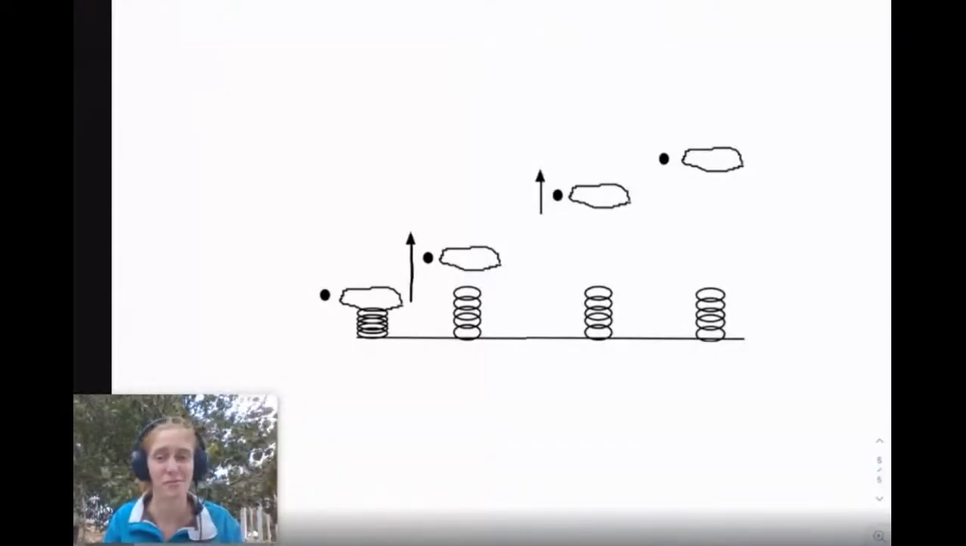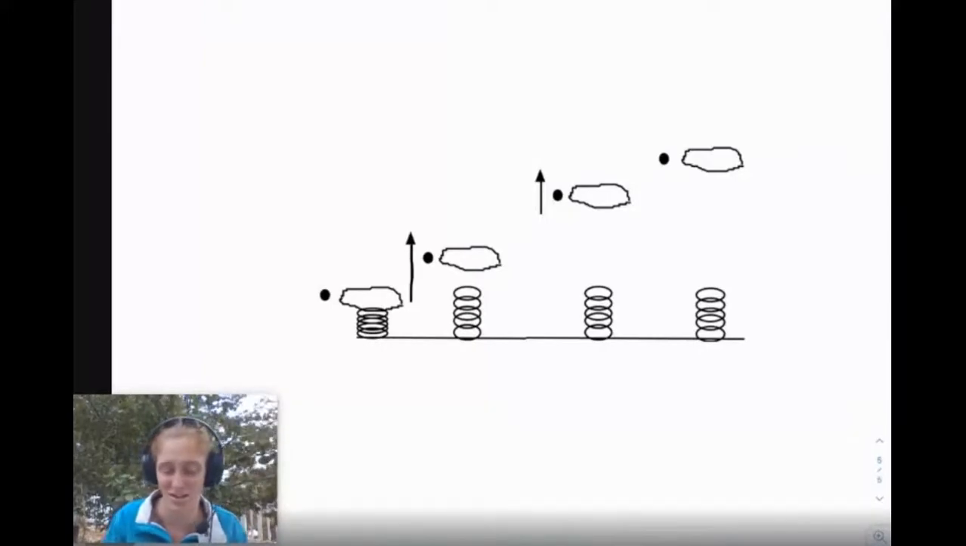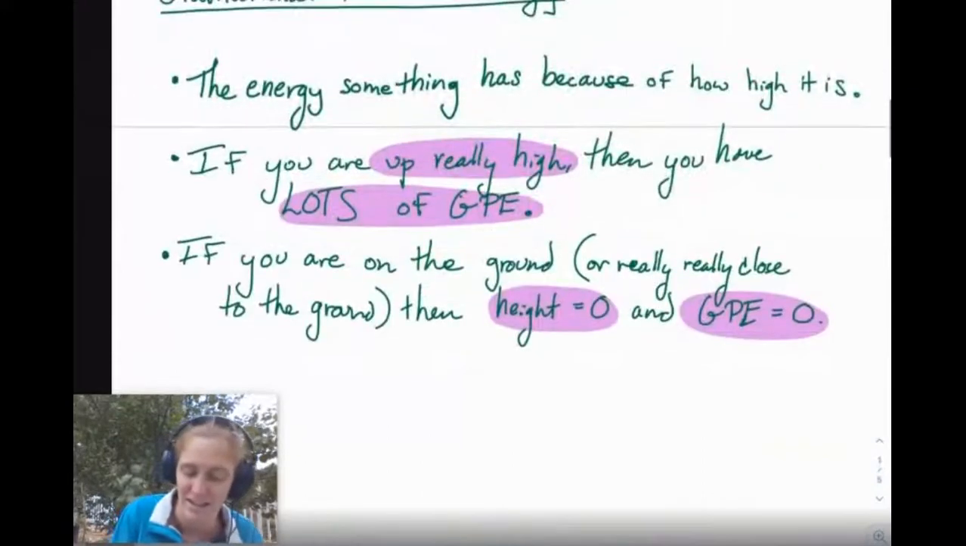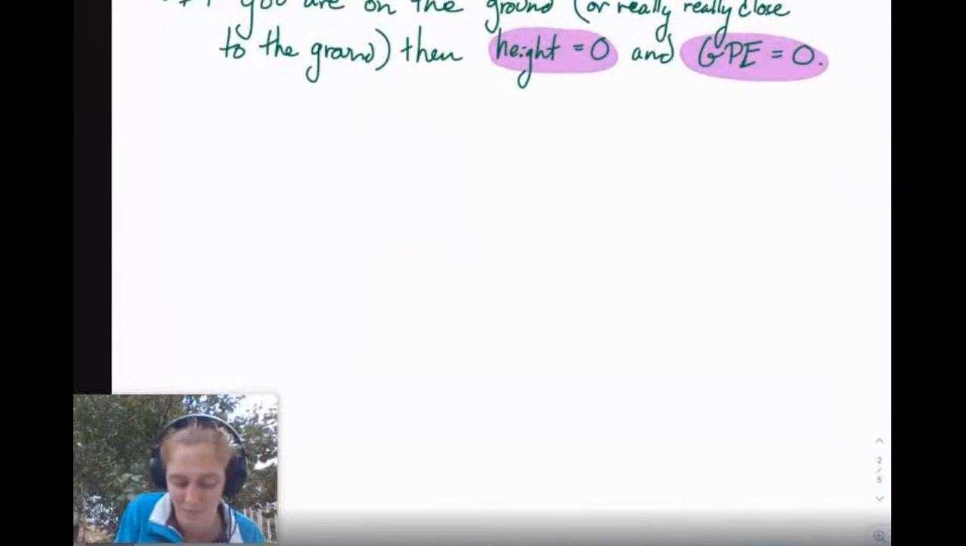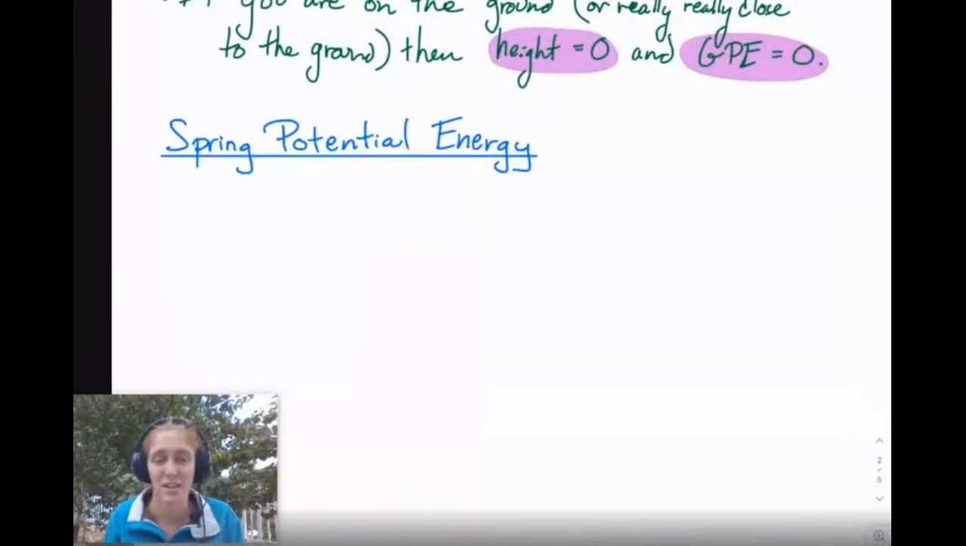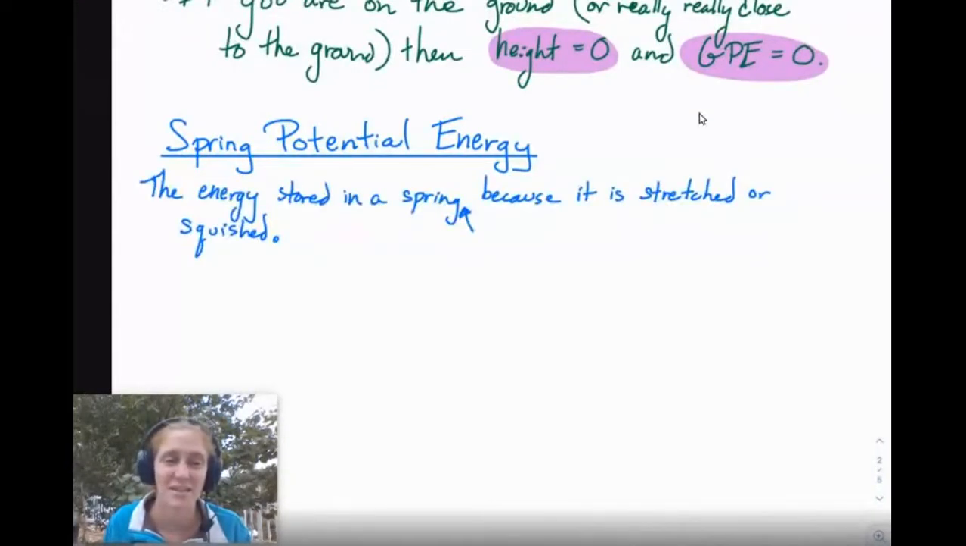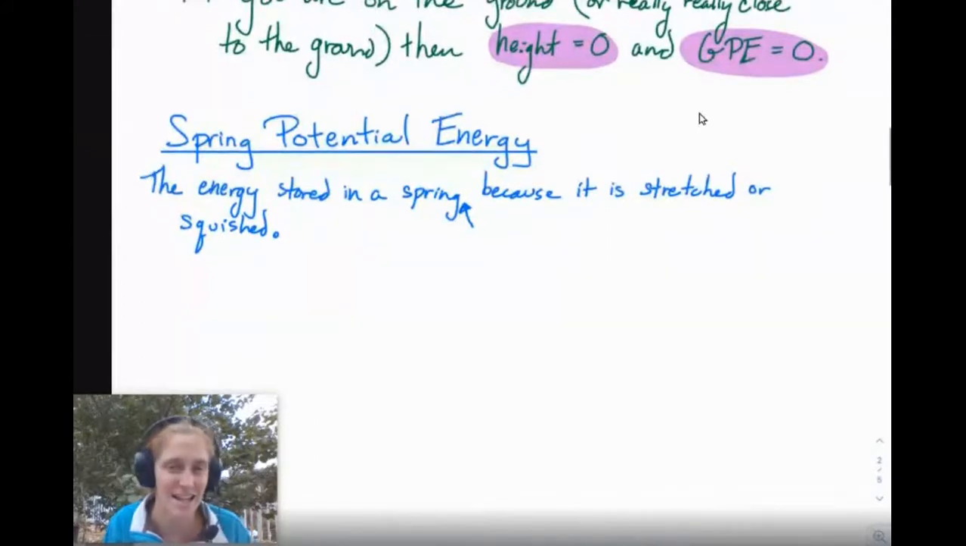Conveniently enough, I'm going to call that spring potential energy. So we're going to go back up here. We're going to do the notes again. And this time I'm going to do spring potential energy. All right. So spring potential energy is the energy stored in a spring when it is either stretched or squished or bent. So when I say the energy stored in a spring because it is stretched or squished, I could also be talking about something that's elastic, like a rubber band.